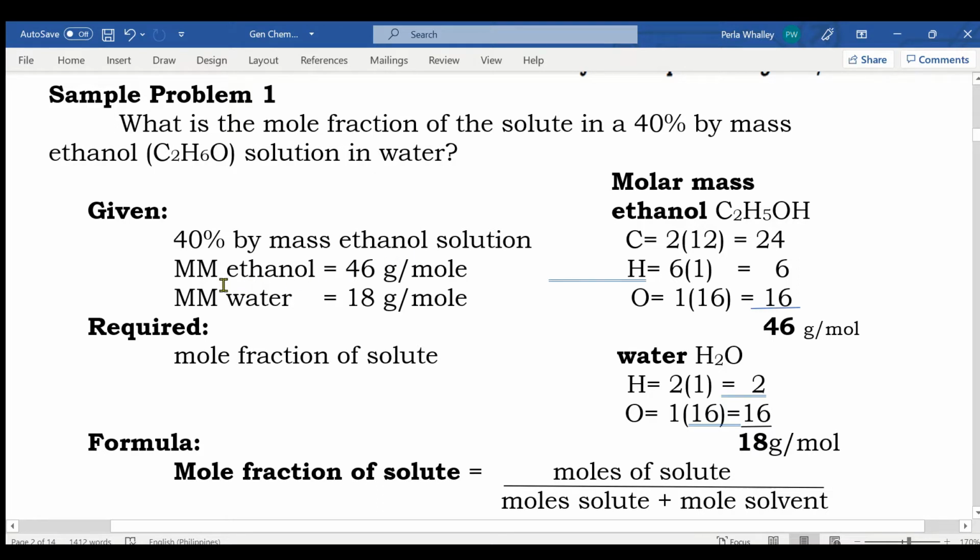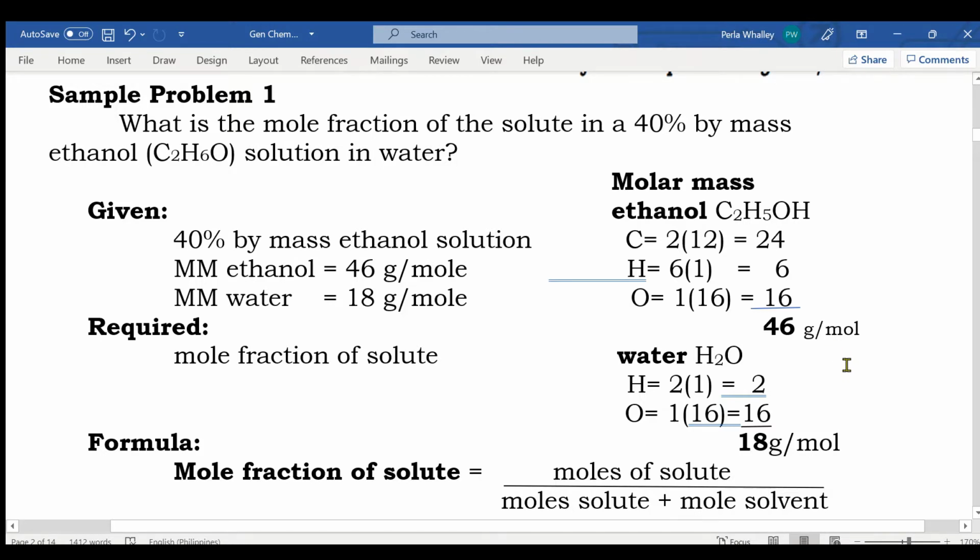And then we need to solve for the molar mass. It is not given here, so we need to solve it here. If you write this molar mass in the solution or in the given, either way is correct. So, molar mass. How do we solve for molar mass? Remember that molar mass is simply the formula mass expressed in gram per mole. Formula mass has a unit of AMU. We replace AMU with grams per mole.